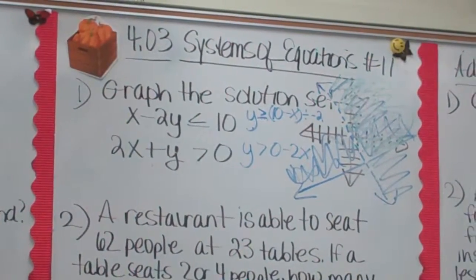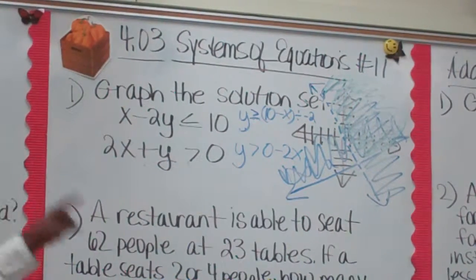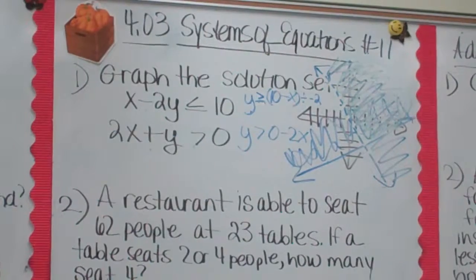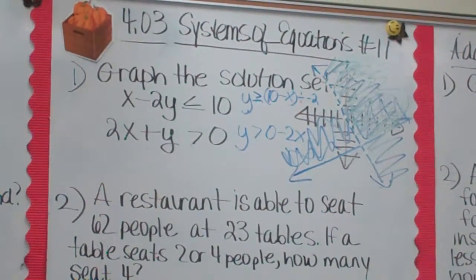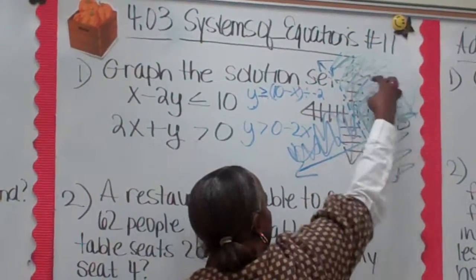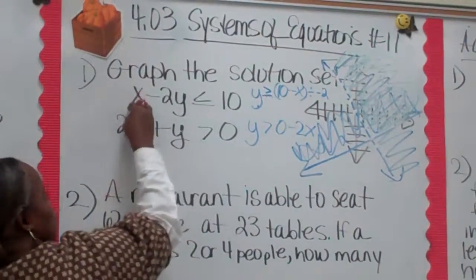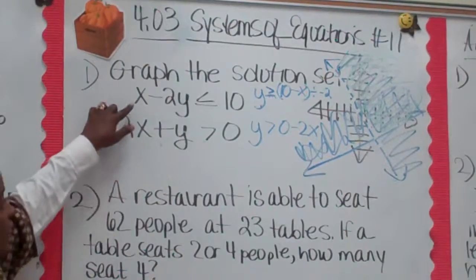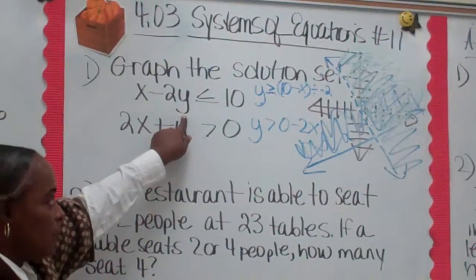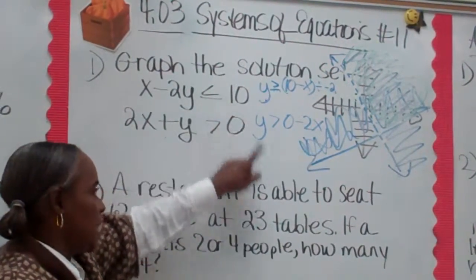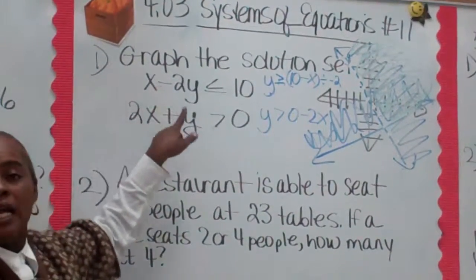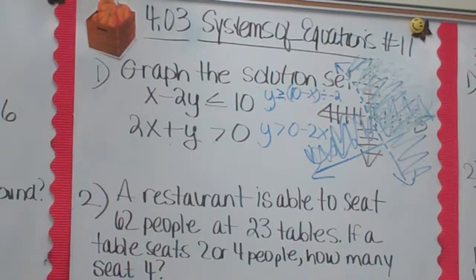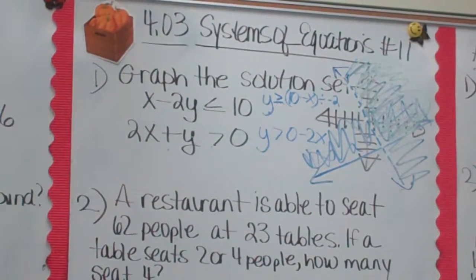Now there are some times where you would check a point in the region, and we can do that to make sure that that region is correct. We can go into the region, grab any point in this region, and that point has to check in both of these equations. What I mean by check is when you plug the x number in and the y number in, it has to be less than or equal to 10. When you plug the x number in and the y number in, it has to be greater than 0. So you can go into the region, pull a point out, and check it.